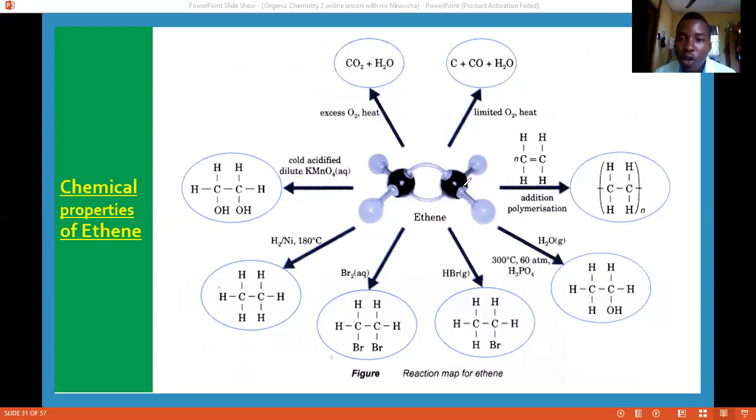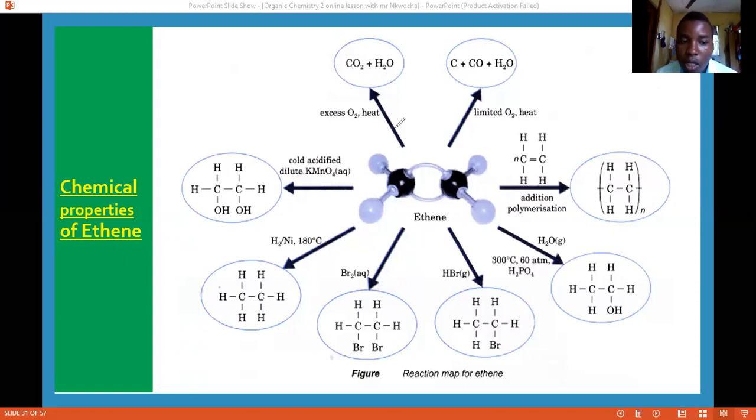Now, first of all, this is my ethene. Whatever you are seeing here, that's my ethene molecule. Now, this ethene undergoes different kinds of reactions. So the first one we'll look at is combustion.